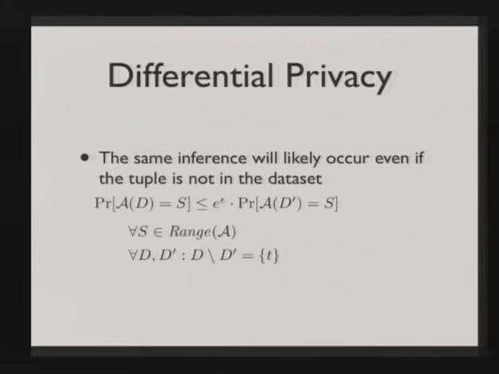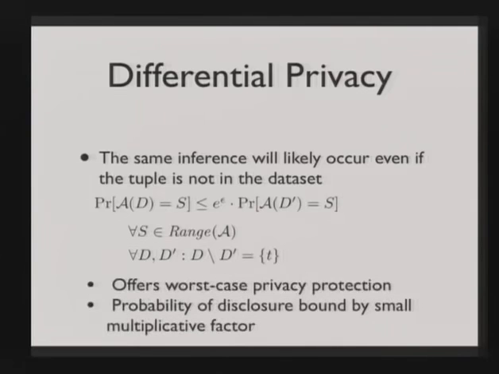It is bounded by a small multiplicative factor. And this multiplicative factor is determined by e to the epsilon. Here we refer to epsilon as the privacy parameter or the privacy budget. A smaller value of epsilon gives you greater privacy, whereas a larger value of epsilon gives you worse privacy. So the next question is, well, how do we use this mathematical formula in order to release data sets or to compute functions while satisfying it?